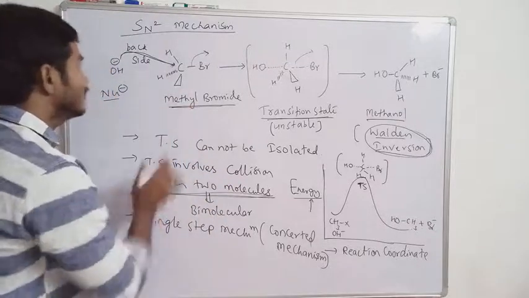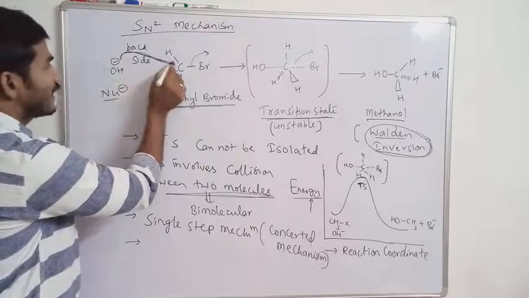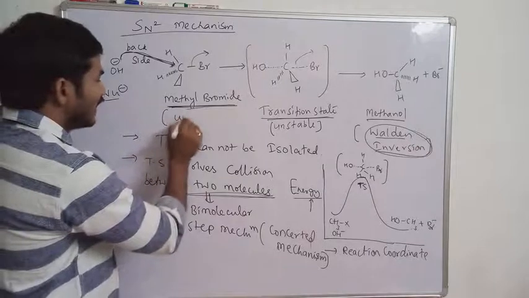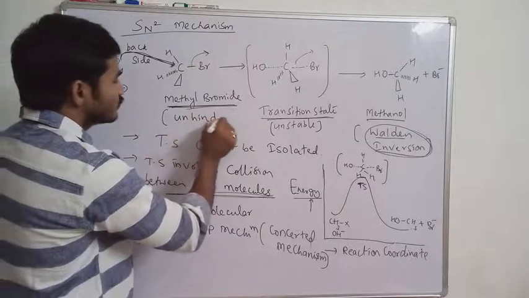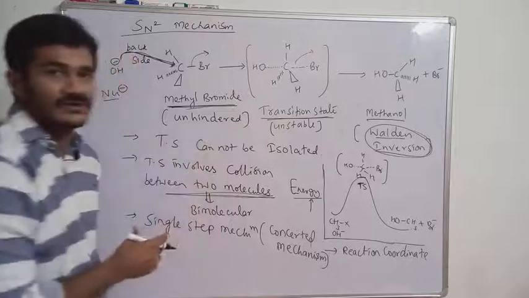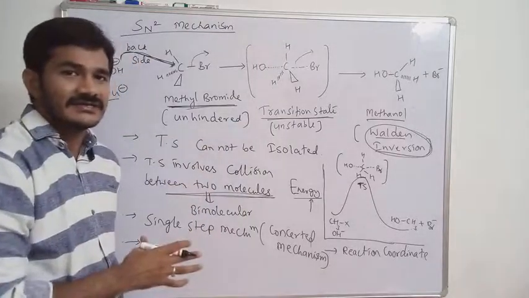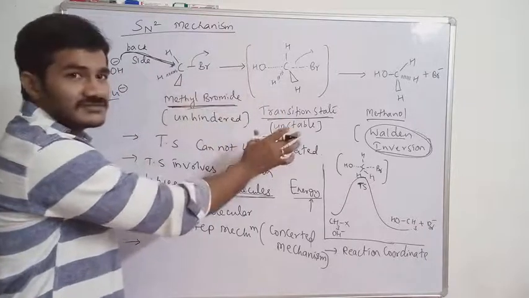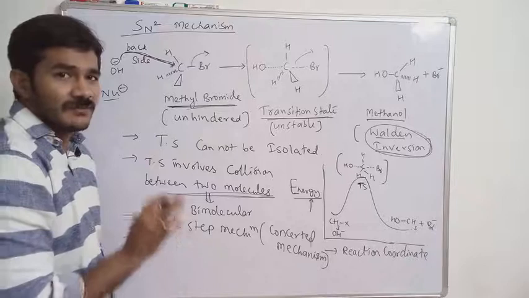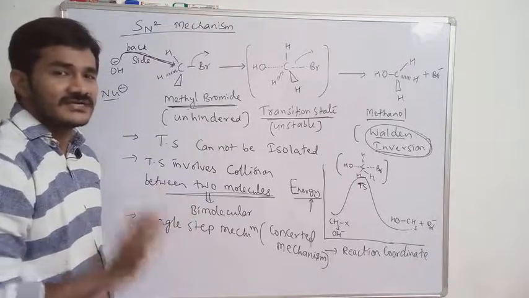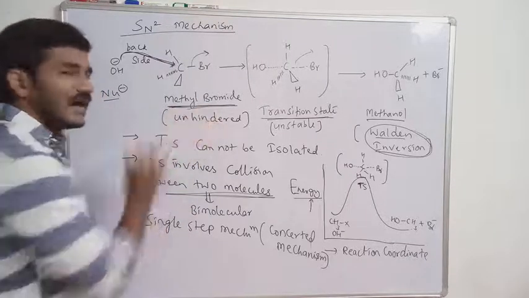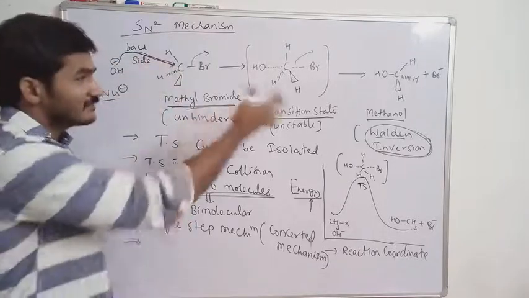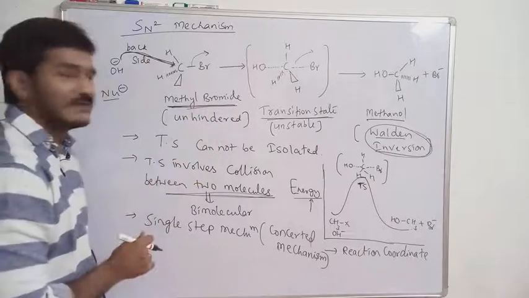And as the OH minus attacks from the back side, the methyl bromide or whichever reactant should be unhindered. When the molecule is unhindered, the nucleophile can easily attack the substrate and easily form the transition state and the product. So the point is very clear in the SN2 mechanism. In SN2 reactions, the substrate must be unhindered. If it is hindered, the nucleophile cannot attack properly and cannot form the product. What do you mean by an unhindered molecule?